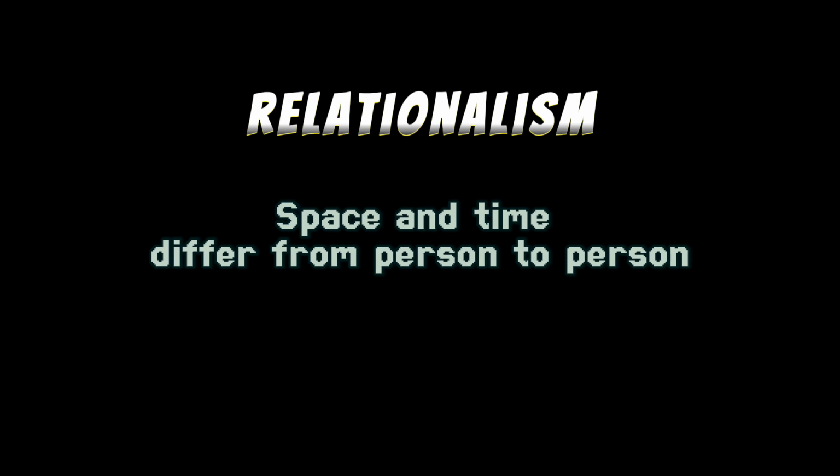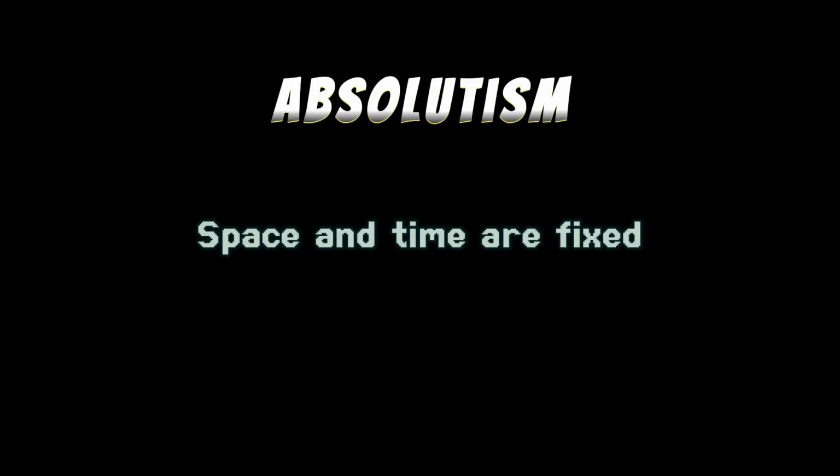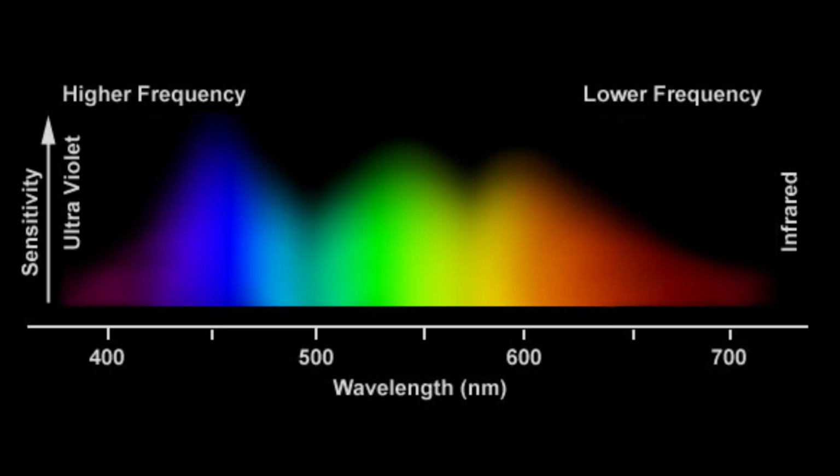There are a few different theories regarding space and time. According to relationalism, space and time differ from person to person. But according to absolutism, space and time are fixed for everyone. However, this theory is obsolete nowadays because how can your red be my red? For a color you may perceive as red, it is very much possible any other person may see it differently, and there is no absolute way of checking that.